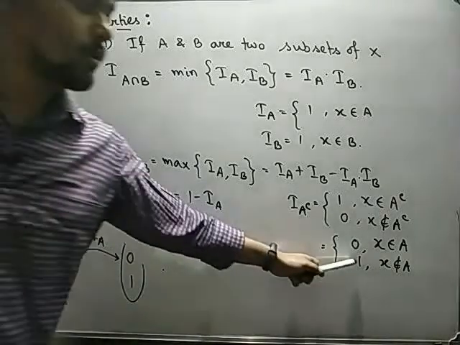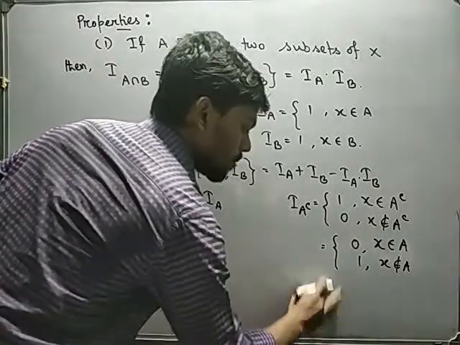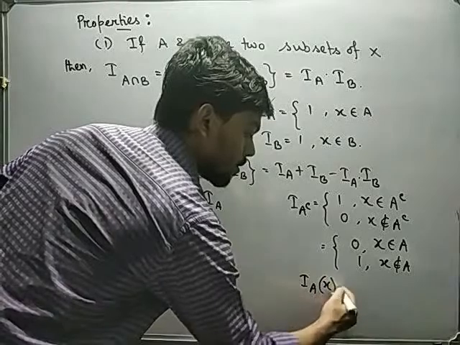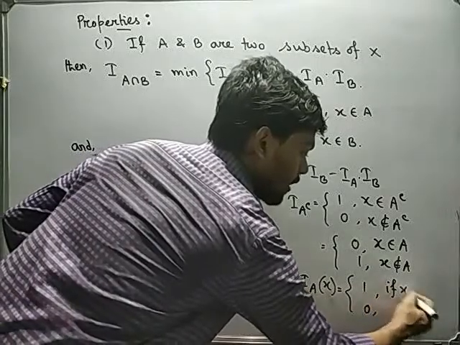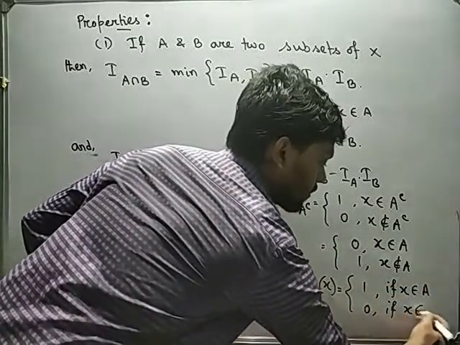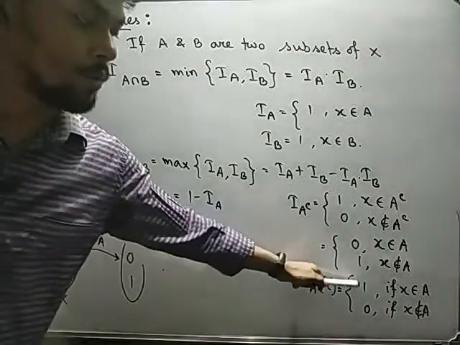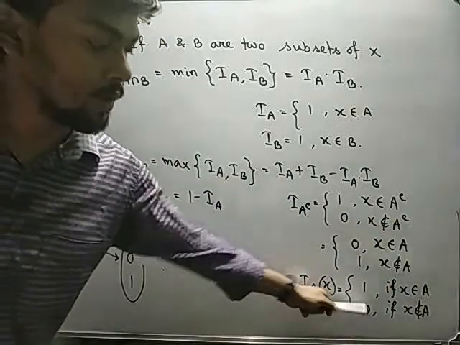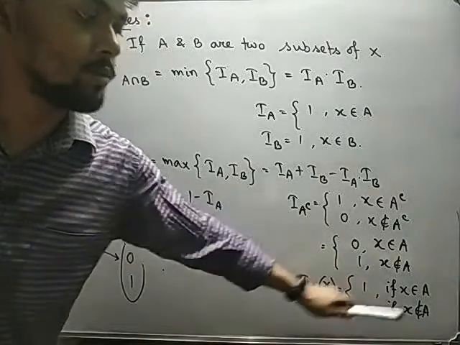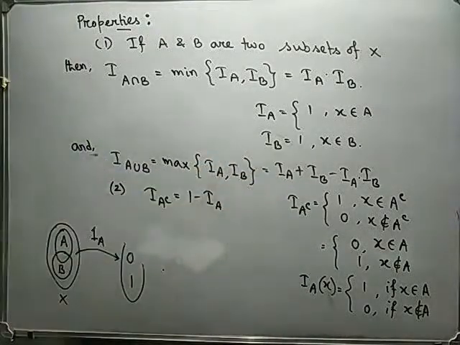Now if we define IA of X, that would be 1 and 0 if X belongs to A, and if X doesn't belong to A. Now if we take 1 minus IA of X, then 1 minus IA of X will be 1 minus 1, that is 0 if X belongs to A, and 1 minus 0 will be 1 when X doesn't belong to A. So that's why 1 minus IA of X is exactly equal to IA complement of X.